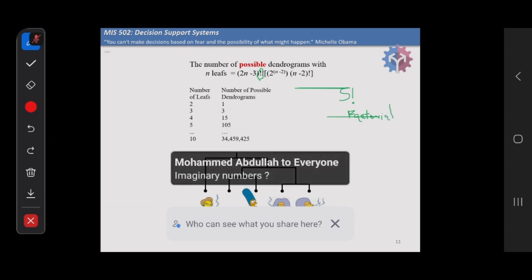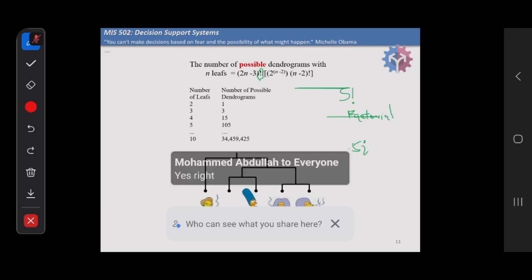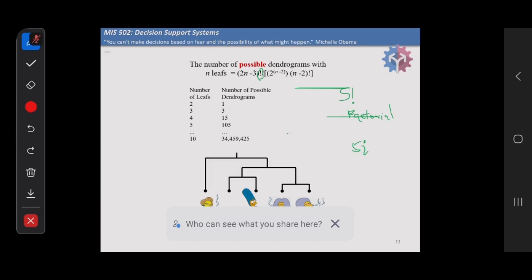No, it's not an imaginary number. It's not this I. This is the exclamation mark. Sorry, for imaginary we don't put a dot at the bottom. We write 5i. This is imaginary. Okay. So factorial basically means when you write factorial in front of any number.